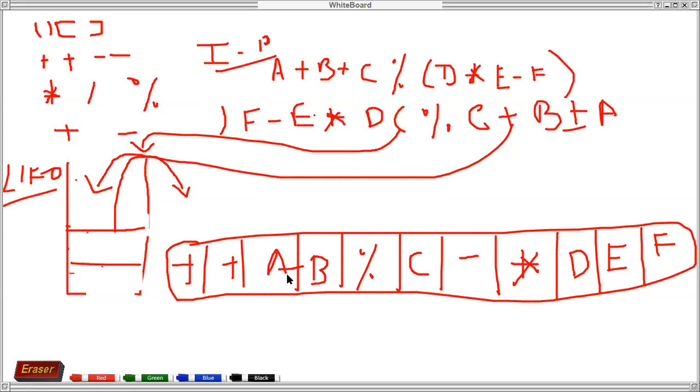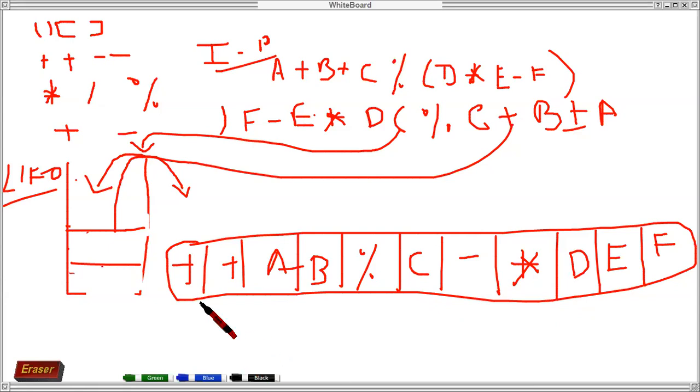How will I understand whether my expression is perfectly correct? You will see, before A and B you have the operator, before C you have the operator, and before D, E, F you have minus and multiplication. So you can see that the position of the operator is always just before the operand.